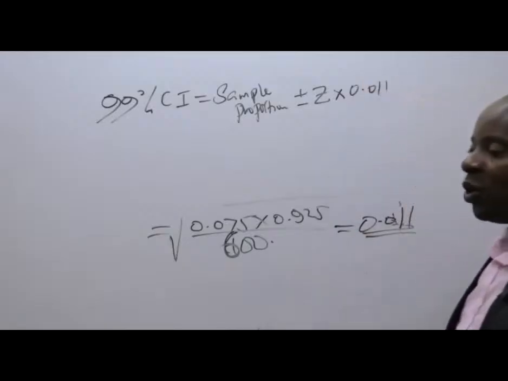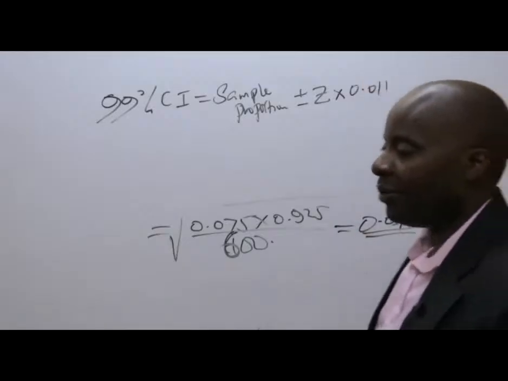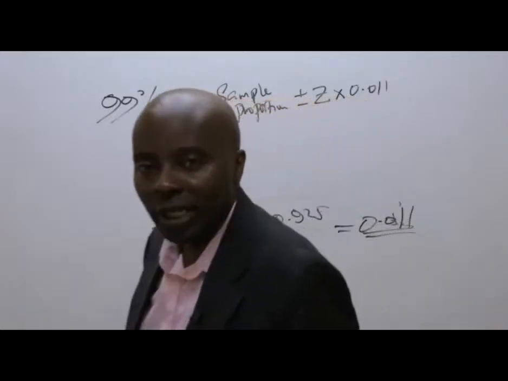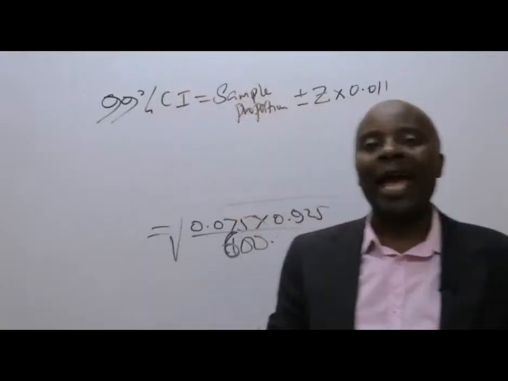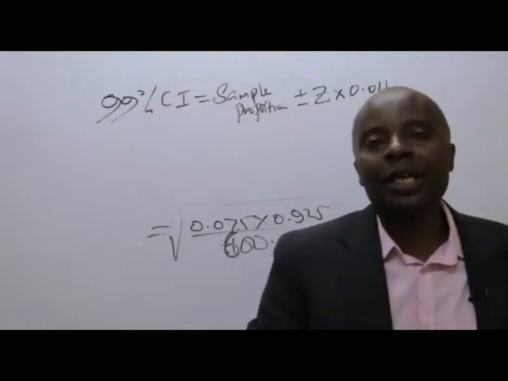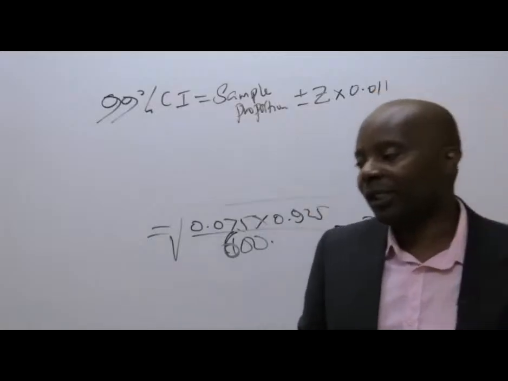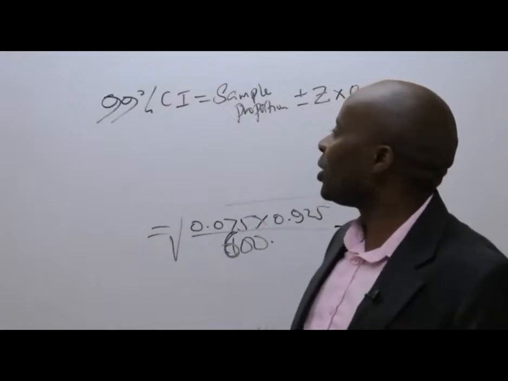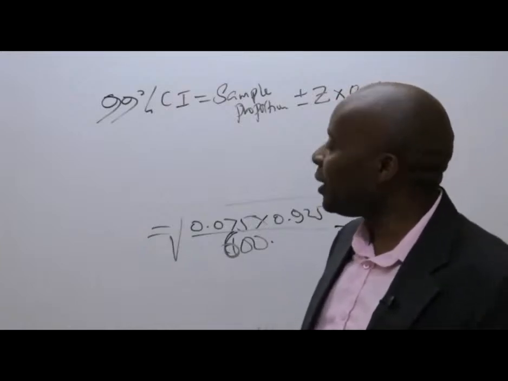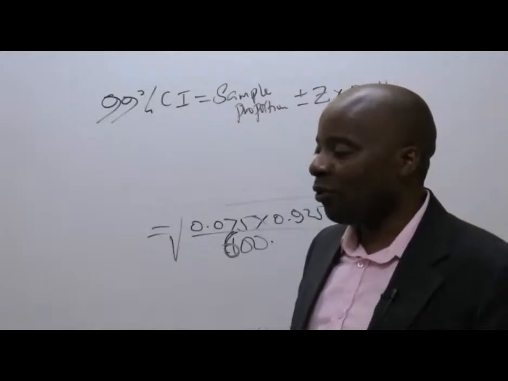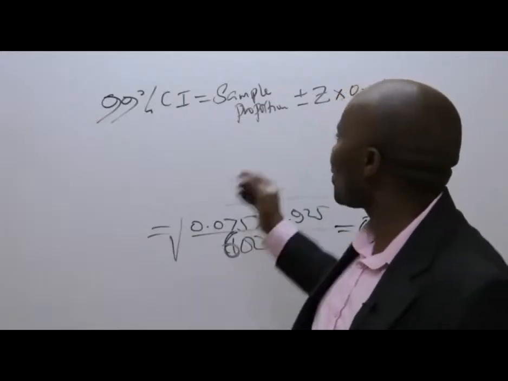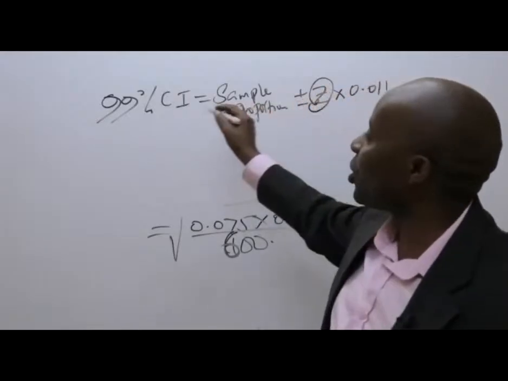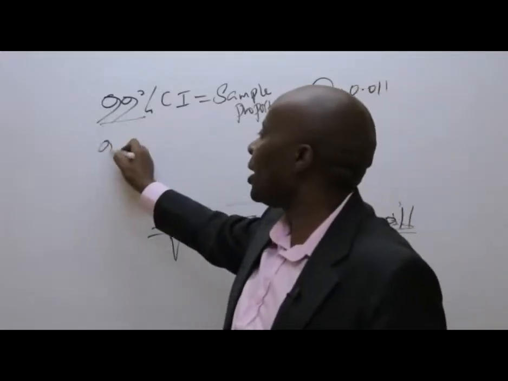Of course, here we are looking for Z because we are still tackling large samples. Our N is a whole 600, which is more than 30. So then, ladies and gentlemen, the most important thing I would expect you to do, having realized that we want to work with the Z-score, is to take this 99%.